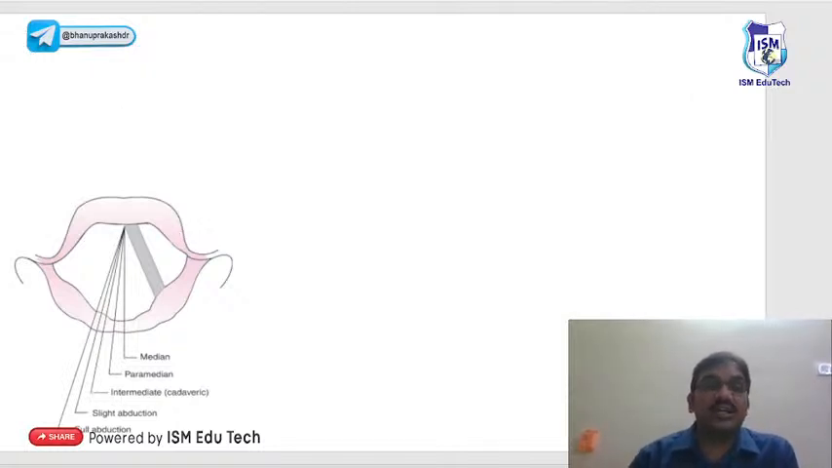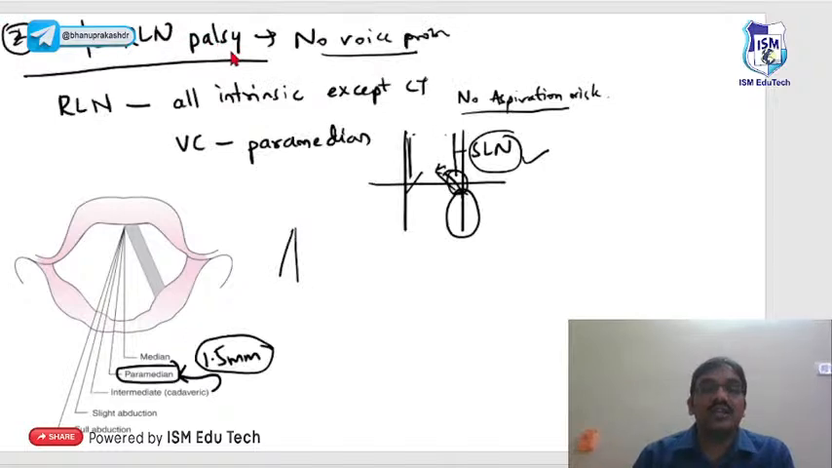Next, coming to the next condition. Bilateral RLN palsy, bilateral SLN palsy. This is the most dangerous situation. Earlier we studied unilateral RLN palsy. What exactly is happening? The vocal cord lies in the paramedian position on the paralyzed side, and on the other side the normal functioning cord is present. Why is it lying in the paramedian position? Because the cricothyroid pull is present, since SLN is not paralyzed. The cricothyroid pulls the vocal cord from intermediate to paramedian position.